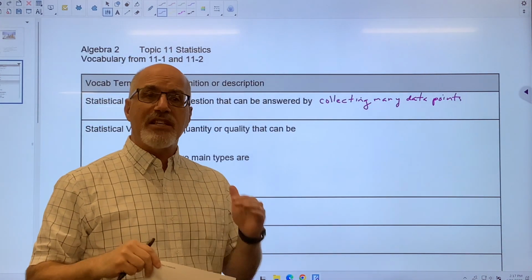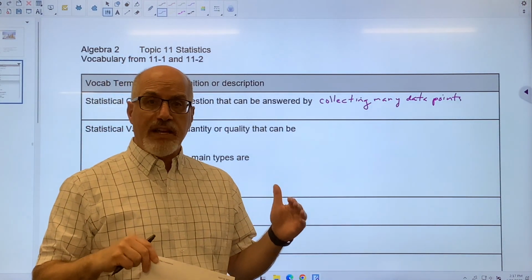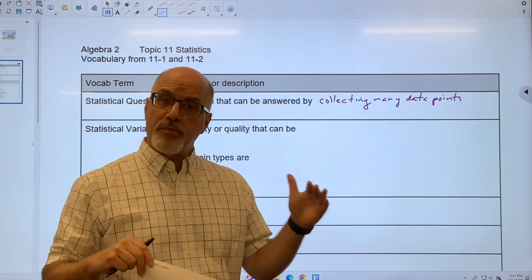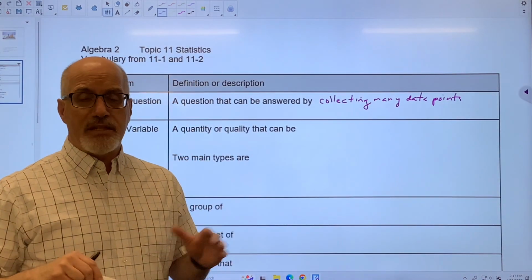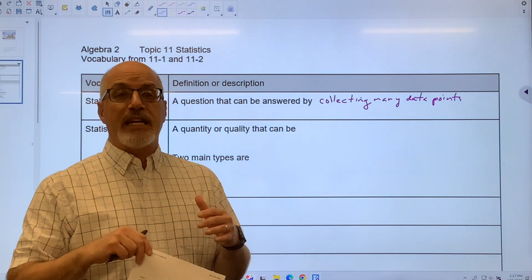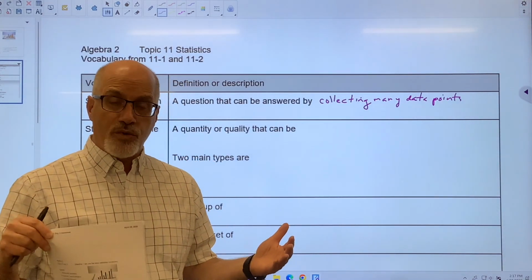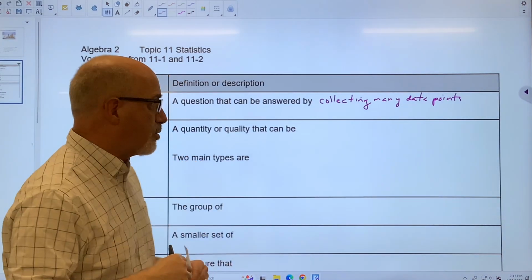If something has just one answer, like if we wanted to know what is the favorite restaurant of a certain person, there's only one answer to that. And so that would not be a statistical question. But if we wanted to find out what's the favorite restaurant of many people in a certain group, say at a church or at a school, then that would be a statistical question.